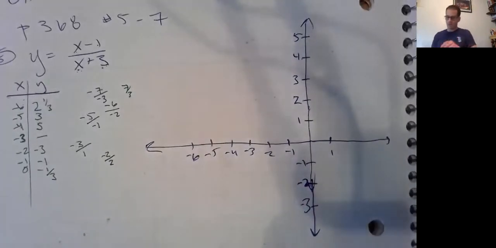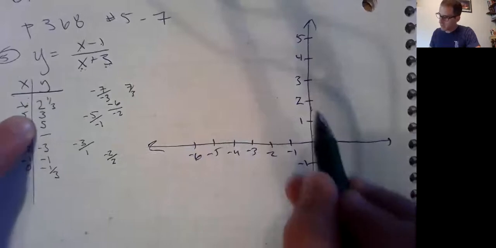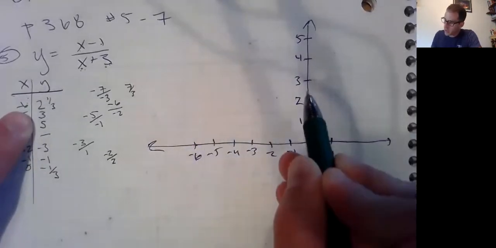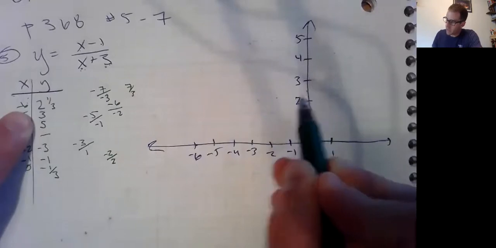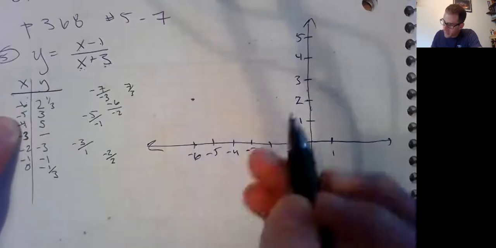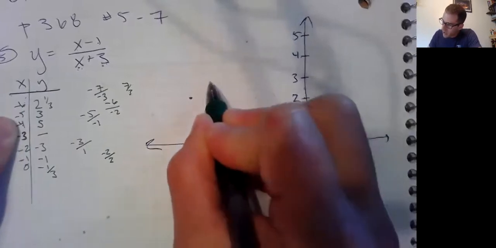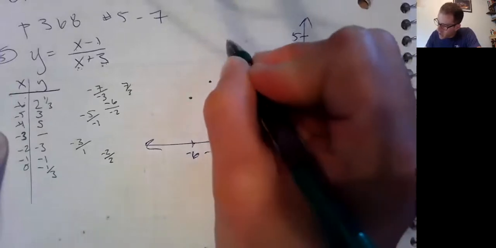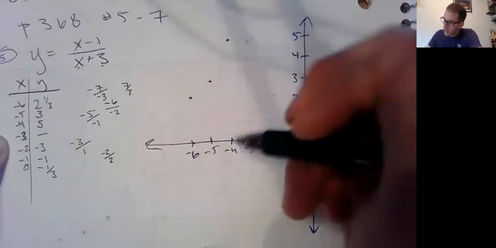All right, (-6, 2 1/3). So -6 and 2 1/3. That's 2 1/2, so this is 2 1/3, just a little bit underneath this line. (-5, 3), (-4, 5), a little confusing.